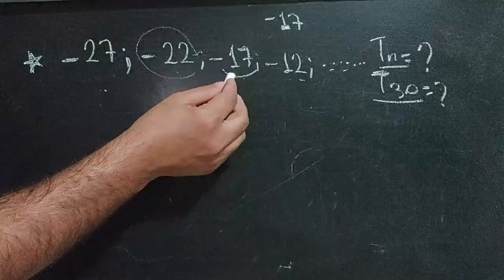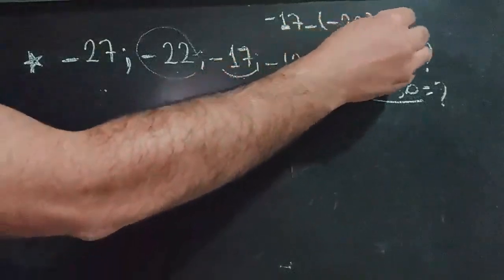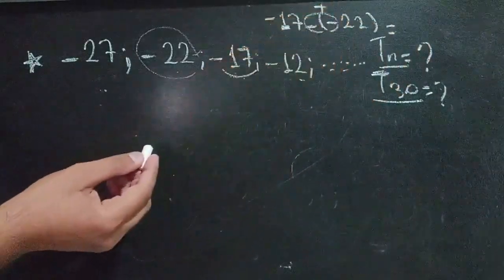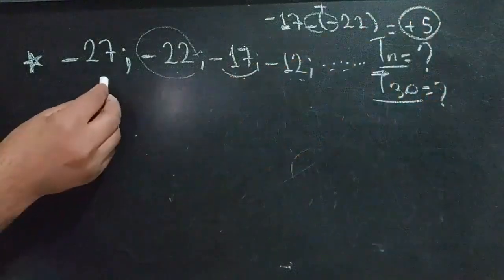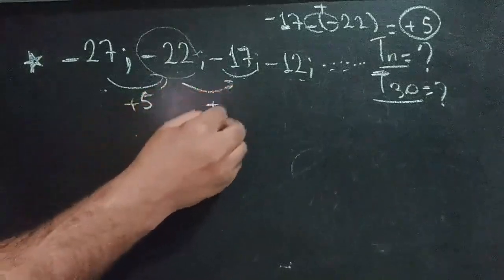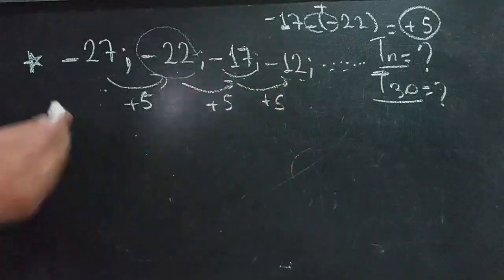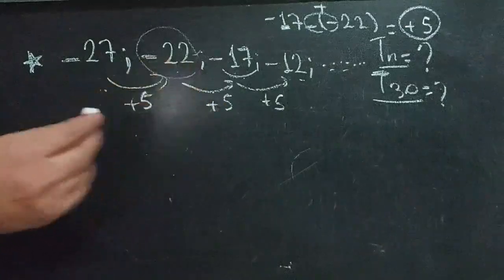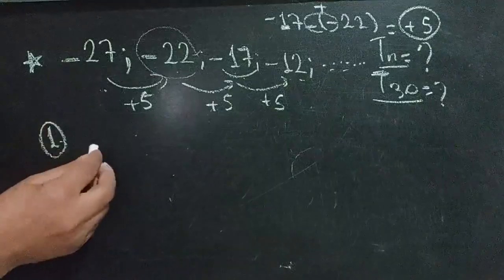Now I got this one, negative 17 minus negative 22. From there, that will be positive. Negative 17 plus 22 will be positive 5. That means the pattern is increasing by 5, plus 5, plus 5, plus 5. Please don't get confused when you have negatives like this. Some students get confused. So the first method was like that.